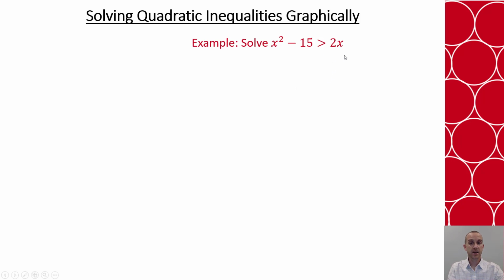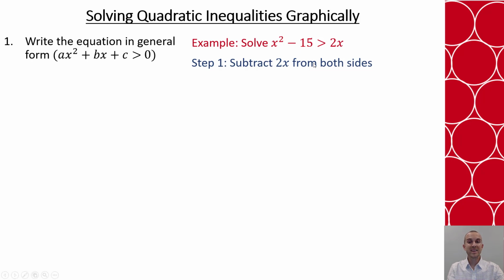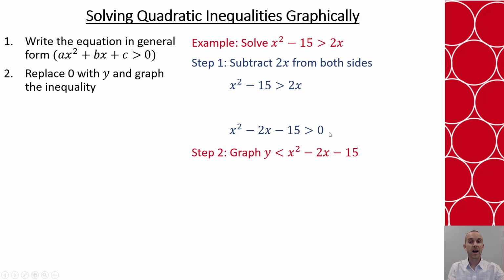So let's try some examples. First, we have x squared minus 15 is greater than 2x. First thing we'll do is write that in general form. So we're going to subtract 2x from both sides, and that will give us x squared minus 2x minus 15 is greater than 0. Now to graph this, we're going to replace the 0 with y.